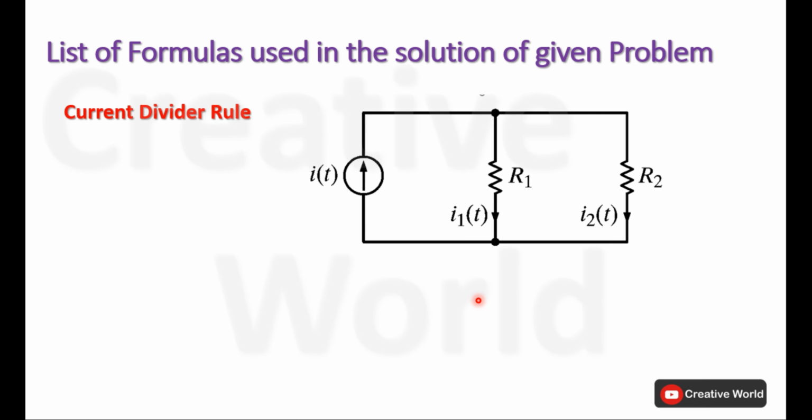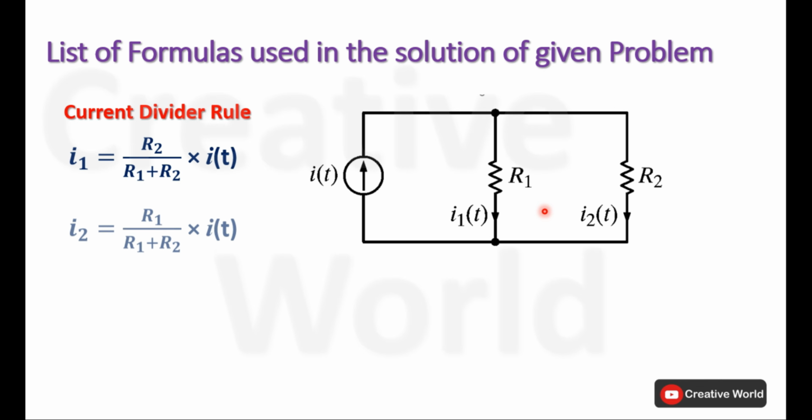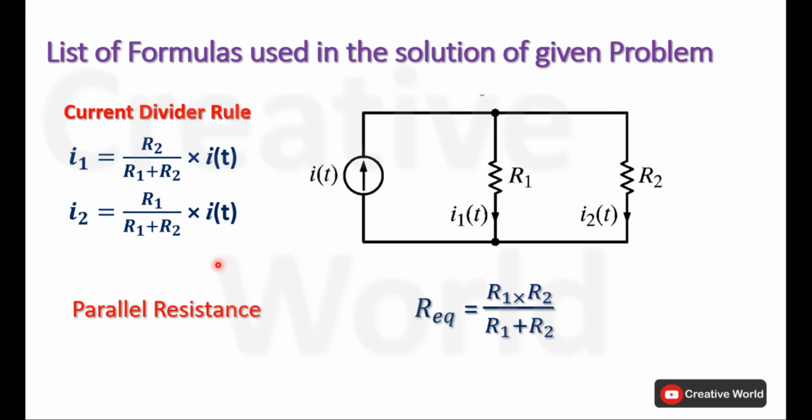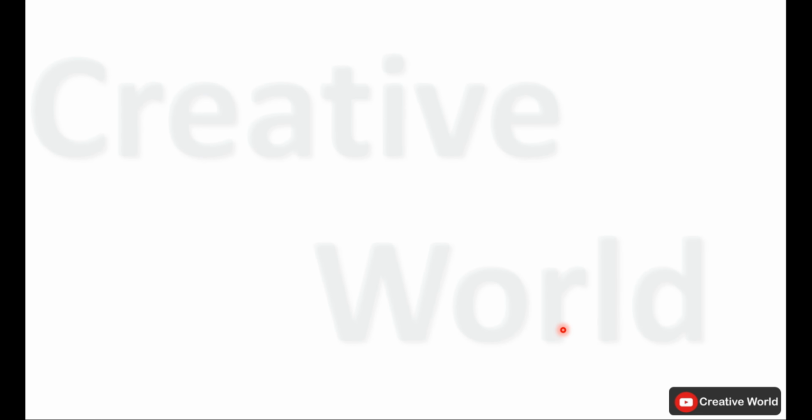Basic equations for the calculation of currents I1 and I2 of this particular circuit using the current divider rule are provided here. We also will be using the parallel equivalent resistance formula for two parallel connected resistances. R equivalent of two parallel connected resistances is calculated by taking the product of both resistances divided by their sum. Now move towards the problem.